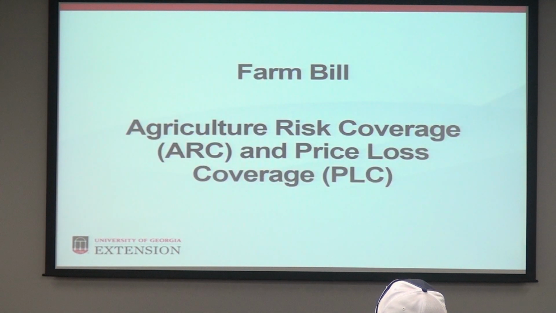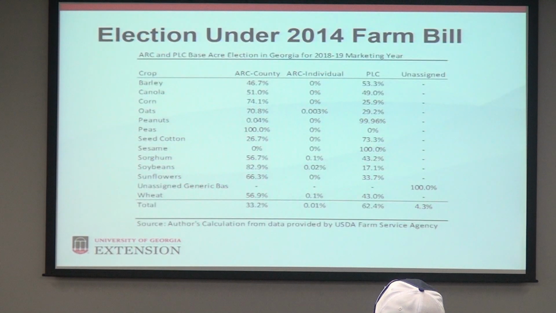And so, focusing on that Farm Bill, I'd like to take a step back momentarily and look at what the election was under the 2014 Farm Bill in terms of ARC and PLC base acres. This was after the seed cotton conversion, just for Georgia. You can see there the percentages that show ARC County versus PLC. Of course, we know for peanuts it's almost 100% PLC, but some of the other commodities were split between that ARC County decision and the PLC decision.